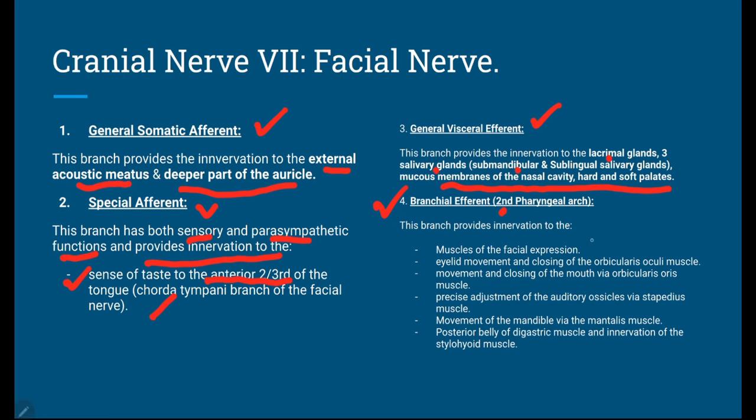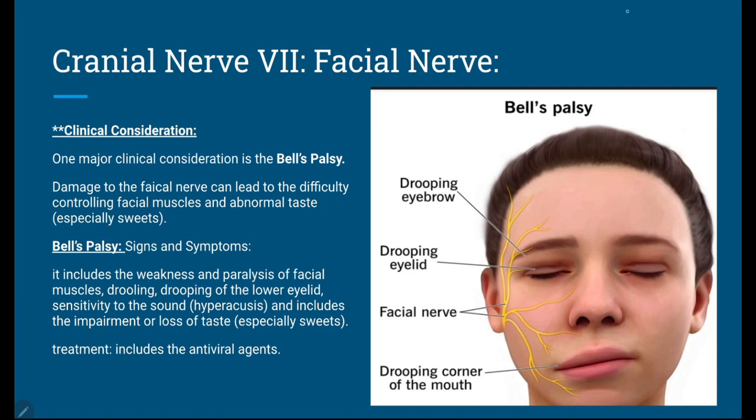So this branch provides the innervation to the muscles of facial expression, eyelid movements, and closing of the orbicularis oculi muscles, movement and closing of the mouth via the orbicularis oris muscles, the precise adjustment of the auditory ossicles via the stapedius muscle, movement of the mandible via the mentalis muscle, and the posterior belly of the digastric muscle and innervation of the stylohyoid muscle.